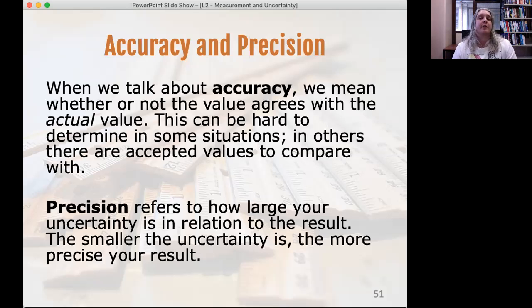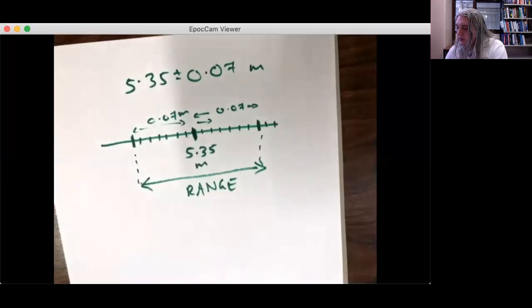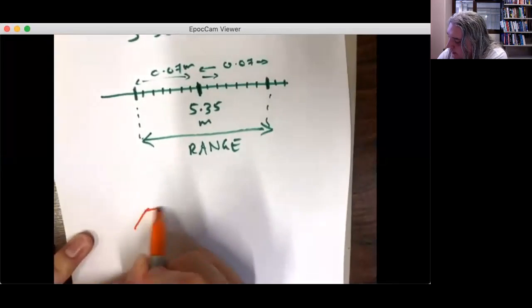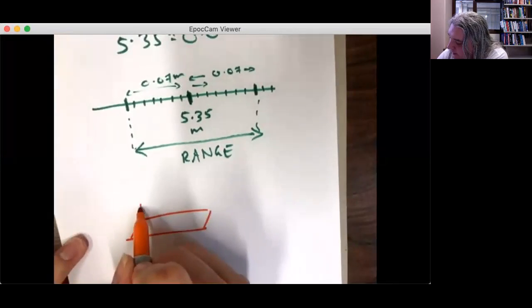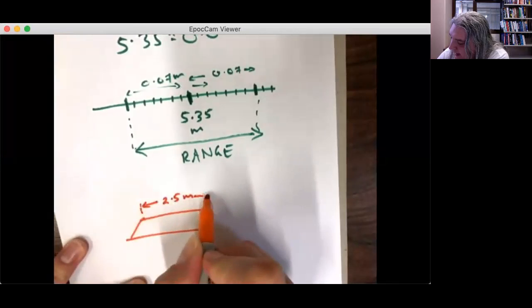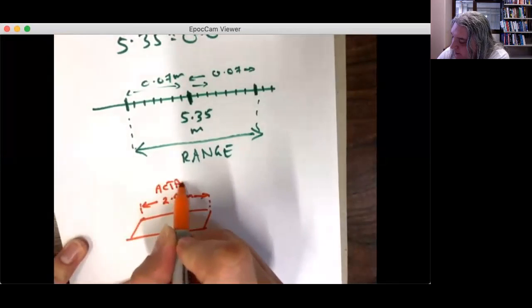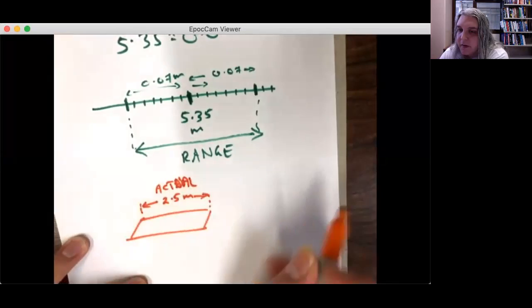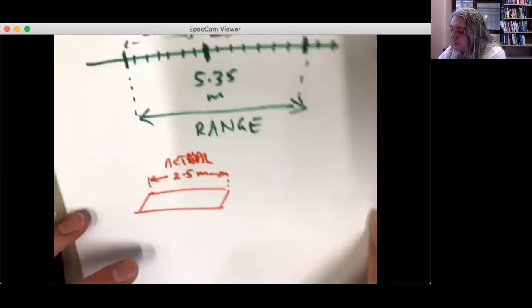An example I often give here is, let's say I'm measuring a bench. I'll go over to the document camera and just draw it for you. Let's say I'm measuring a bench. So here's my bench, and let's say that it is actually 2.5 meters long. So that's the actual value. Now, as I said, sometimes you don't know the actual value, but we're going to pretend we do for now.